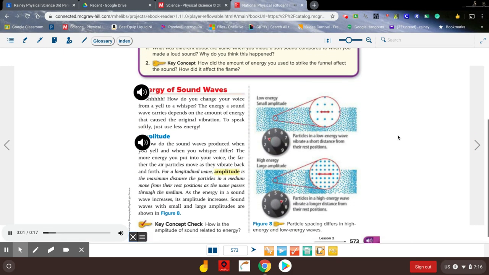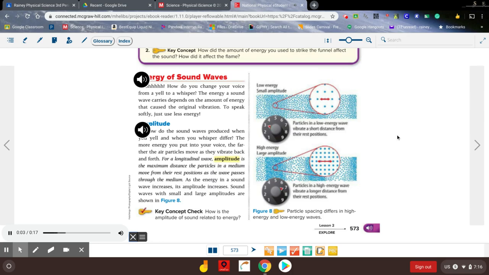Energy of sound waves. Shh. How do you change your voice from a yell to a whisper? The energy a sound wave carries depends on the amount of energy that caused the original vibration. To speak softly, just use less energy.